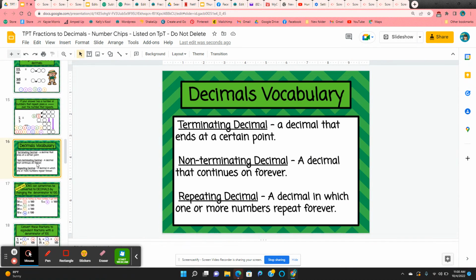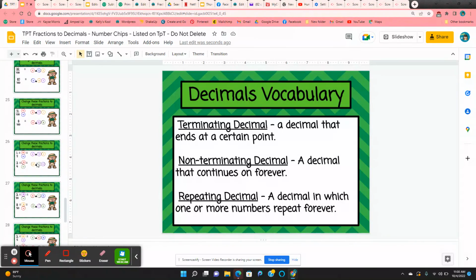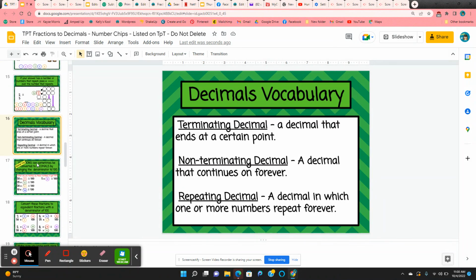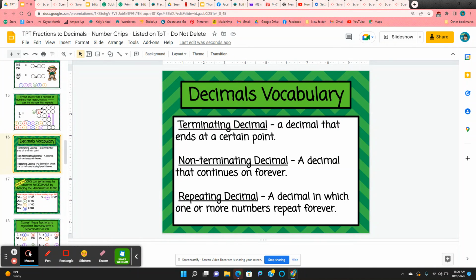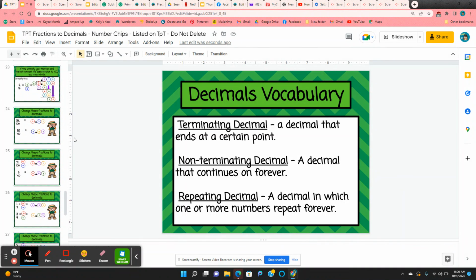At the end, there's a decimals vocabulary, and then all of the completed slides are here for the teacher. You need to make a copy of the slide deck as a class copy, and then just make sure you eliminate all of the teacher slides before you give to the students.